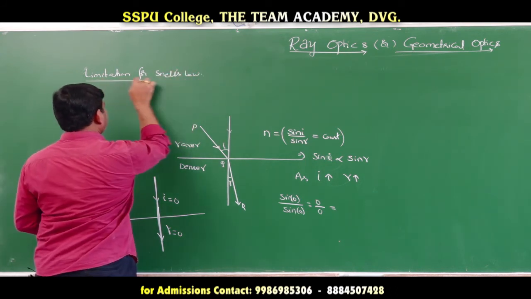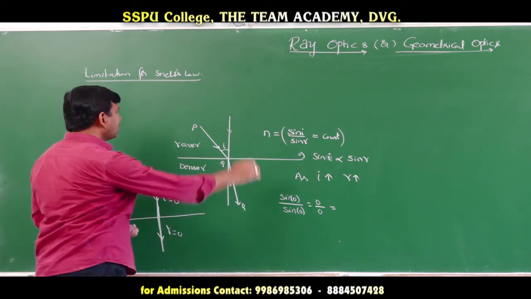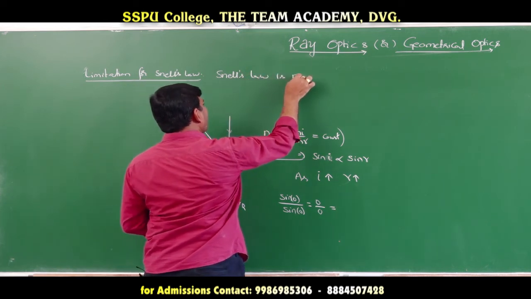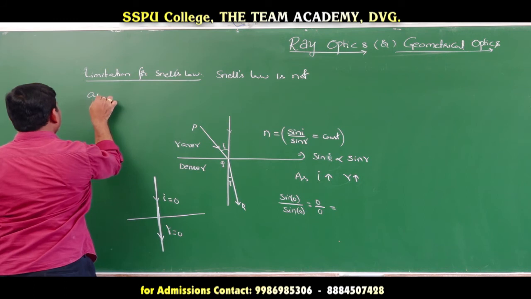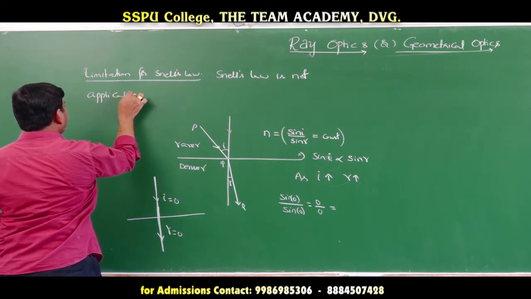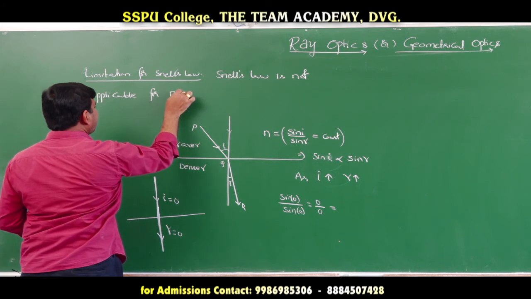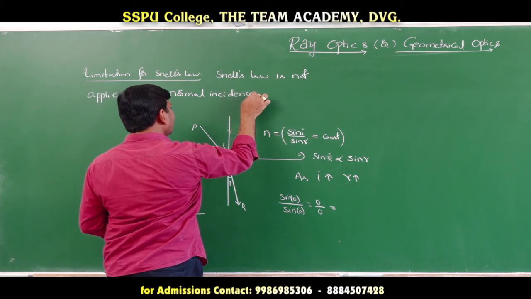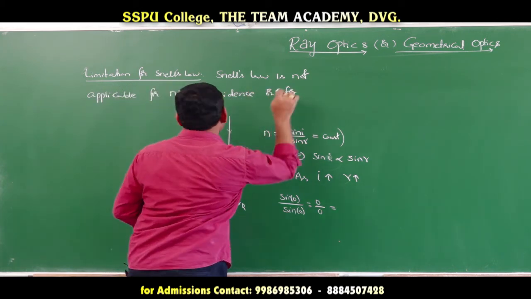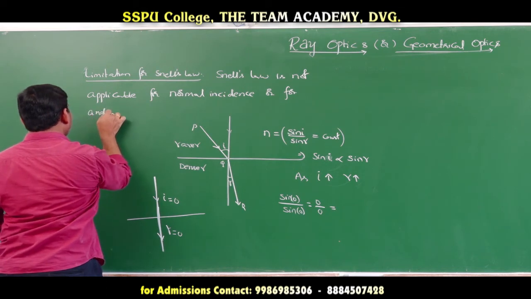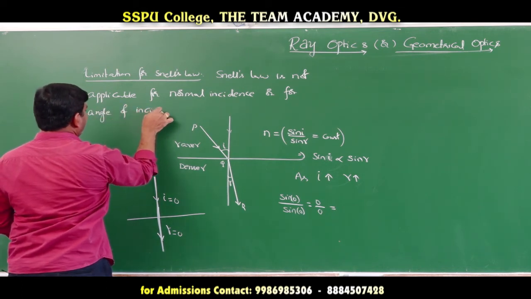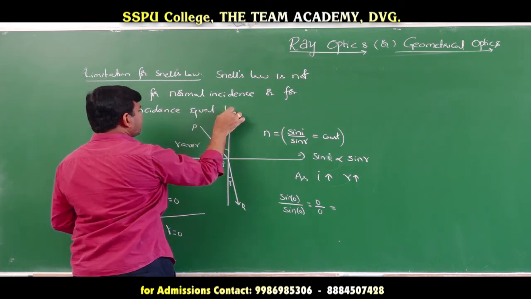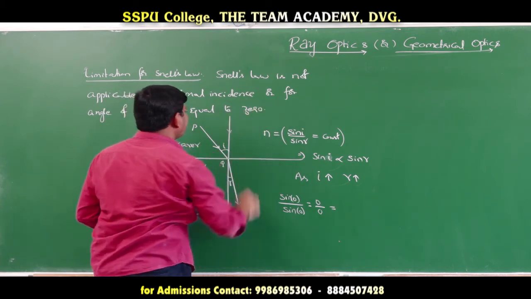Very important 2-mark question. When is Snell's law not applicable? Snell's law is not applicable for normal incidence, or for angle of incidence equal to 0. For this case, Snell's law is not valid.